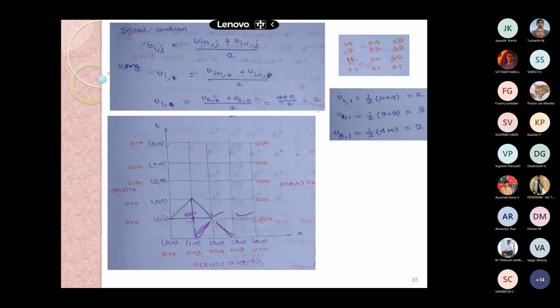Very good. See, 1 by 2 of 0 plus 4, and 1 by 2 of 3 plus 3, and 1 by 2 of 4 plus 0 is equal to 2.